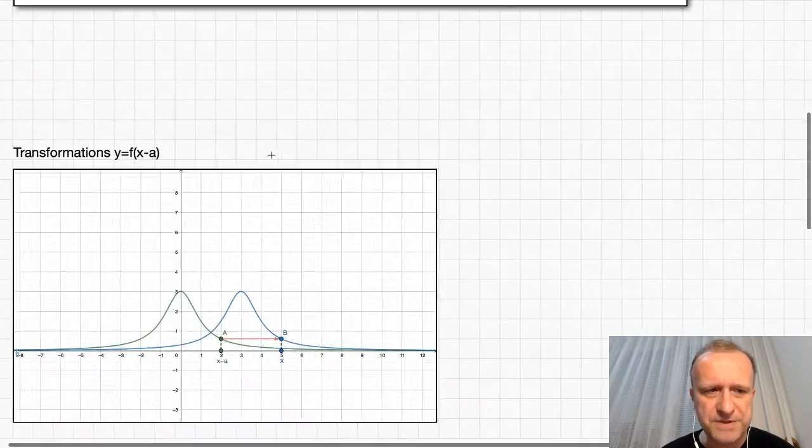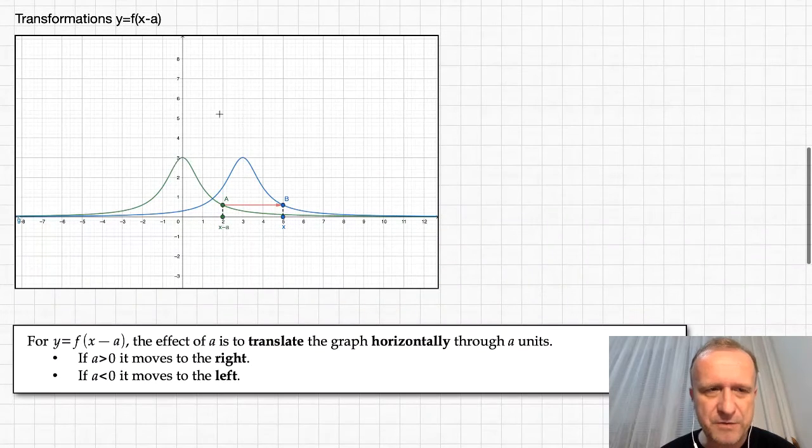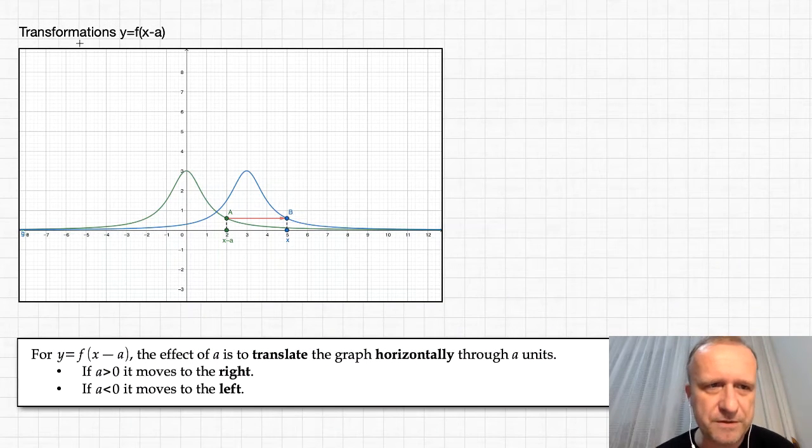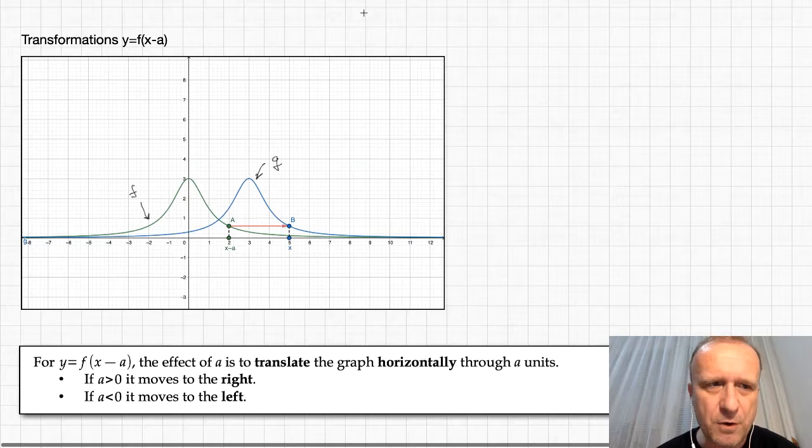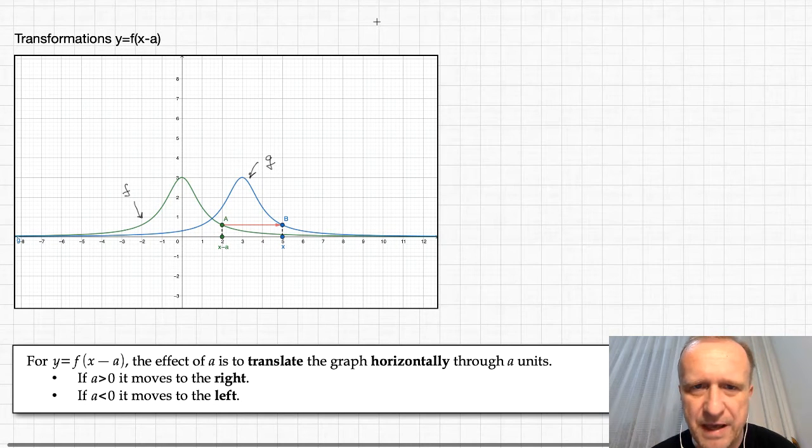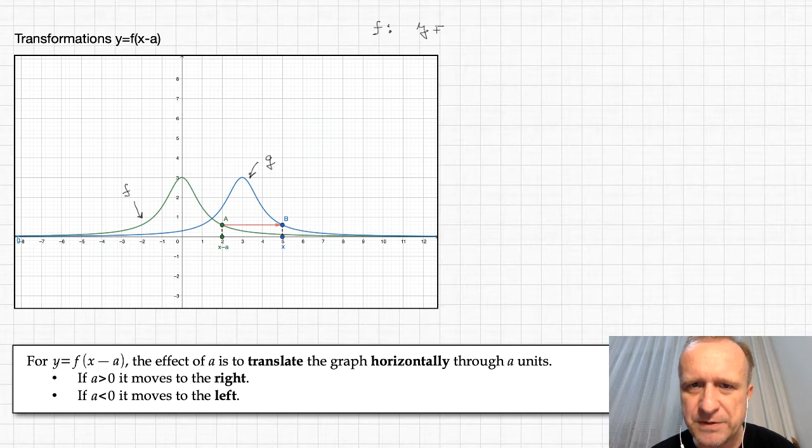Now let's move on to the second kind of transformations, and this time we are going to talk about transformations of the form y equals f of x minus a. Again, let us start with an arbitrary function f, which is this green curve here. And we want to obtain the new function, which is going to be represented by this blue curve here. The original function f takes the x and assigns the value y to it, which is given by the formula y equals f of x. Now the new function g is going to be defined in this way here.